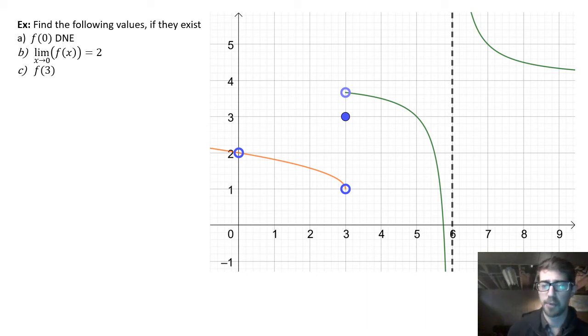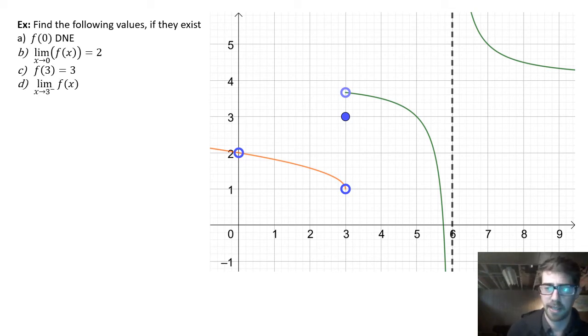So f of 3, again, you just have to kind of understand this graph notation. f of 3 appears to be 3. Why? Because we have a filled in dot here. So this function does this weird thing where it gets to 3, isn't defined here, does happen to be defined here, but not here, and then just keeps going from there. So because of the filled in dot, f of 3 is 3.